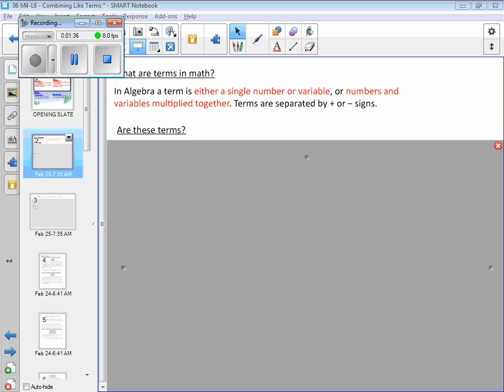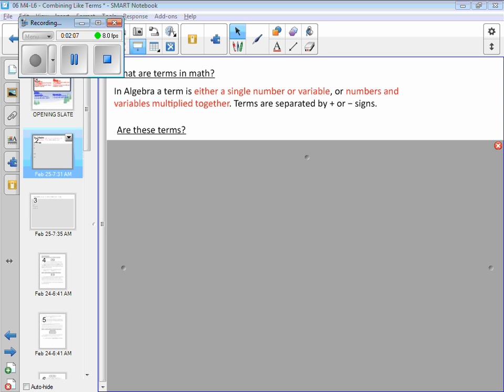So let me give you a few examples verbally. The number 5 is a term. Its definition: either a single number or a variable. Is 5 a single number? Yes. So it's a term. And by the way, when I say single number, I don't mean a single digit number, because 182 is still a term. Any number. Positive or negative.